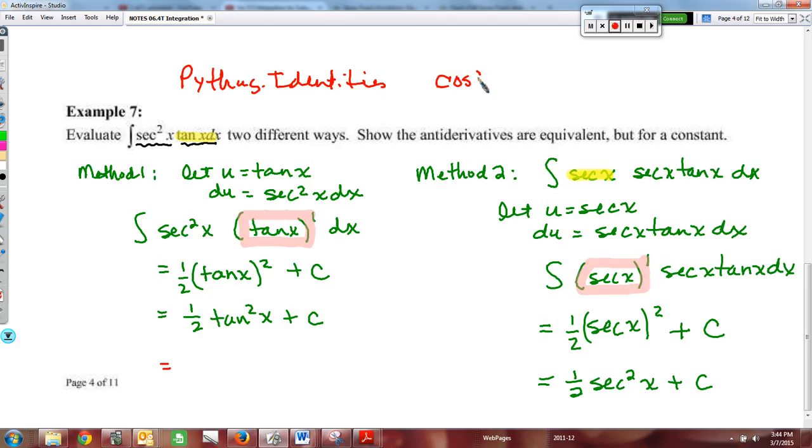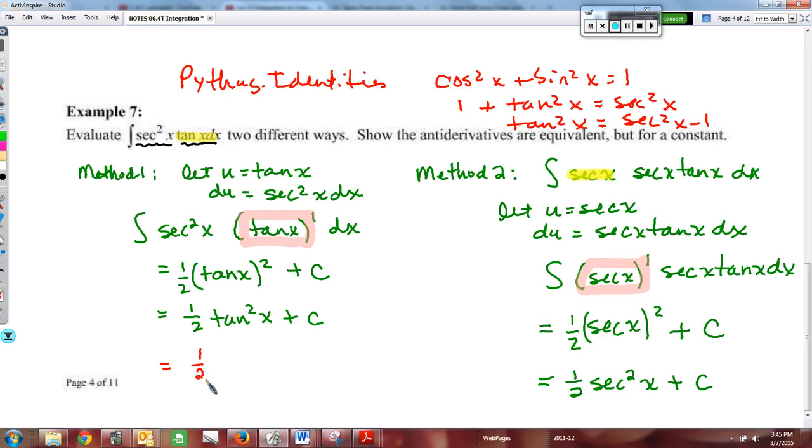There's cosine squared x plus sine squared x is equal to 1. And then if I divide everything by cosine, I get 1 plus tangent squared x equals secant squared x, or tangent squared x equals secant squared x minus 1. So this tangent squared right here, I'm going to take that out and replace it using the Pythagorean identity. This is secant squared x minus 1 plus c.